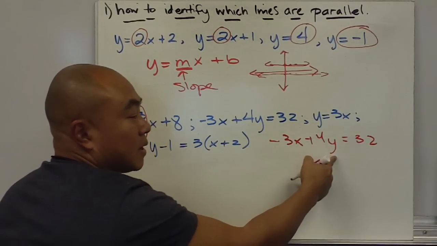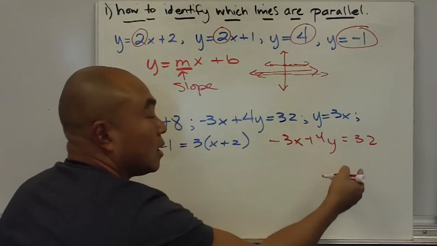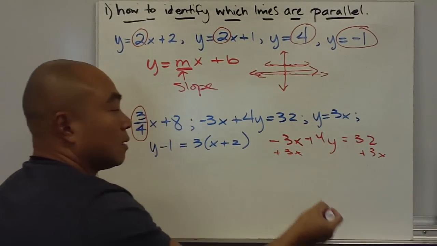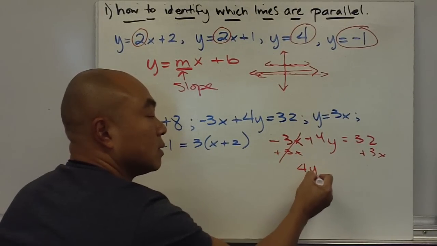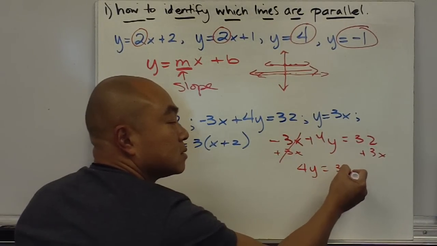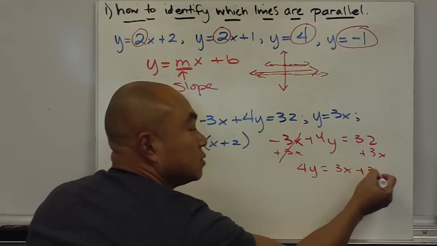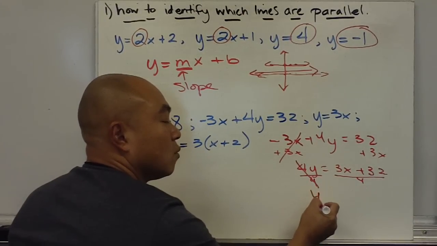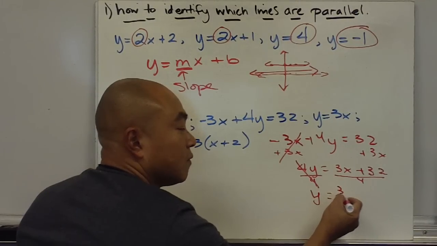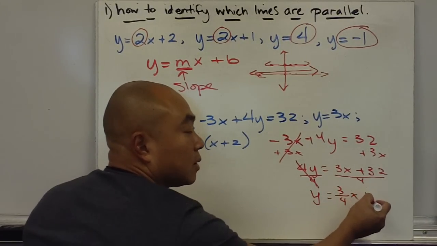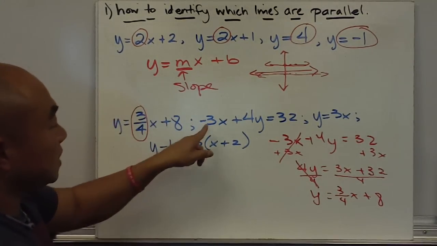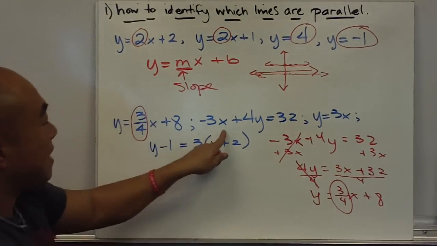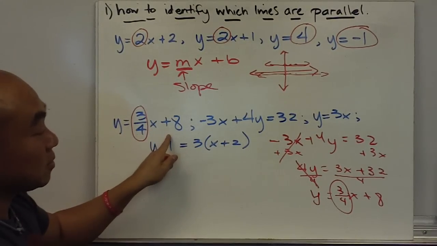And now I need to go ahead and make y on its own, so I'm going to add 3x to both sides. I now have 4y is equal to 3x plus 32. Divide both sides by 4. I now have y is equal to 3/4 x plus 8. And so this right here became this, which means it has the same slope as this line right here.